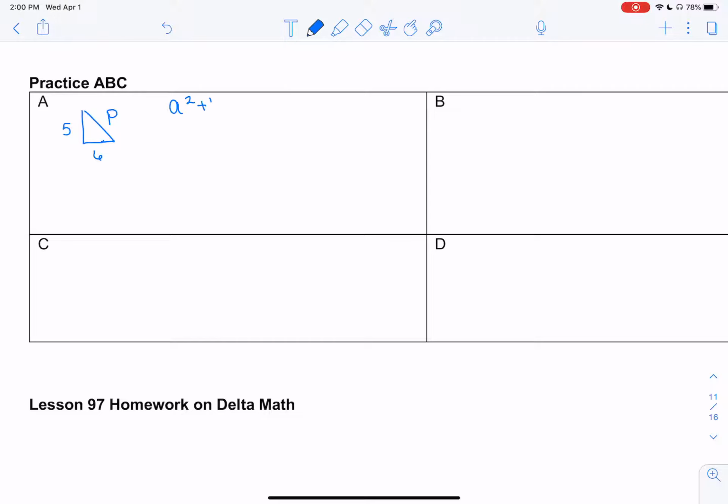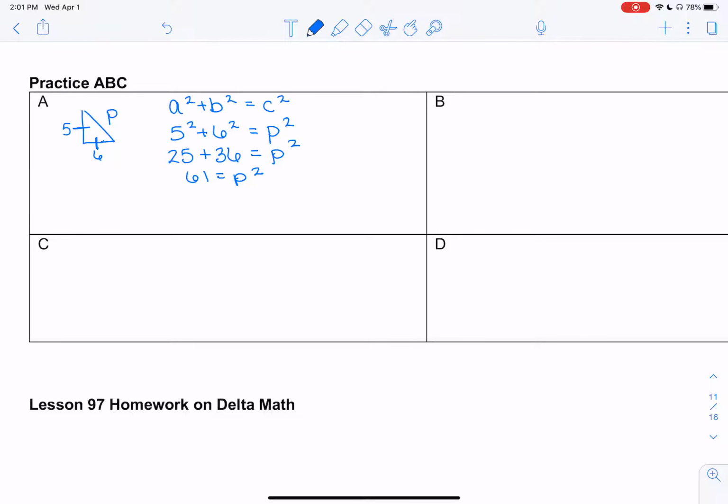That is a squared plus b squared equals c squared. The a and the b are the smaller legs, and it doesn't matter which one I plug in for a or b. So I'm going to write down 5 squared plus 6 squared. And then the hypotenuse is p. That's the one we'll be solving for. Go through and simplify what 5 squared is. That's 25. 6 squared, that's 36. And then add 25 and 36 together. That comes out to 61 equals p squared.